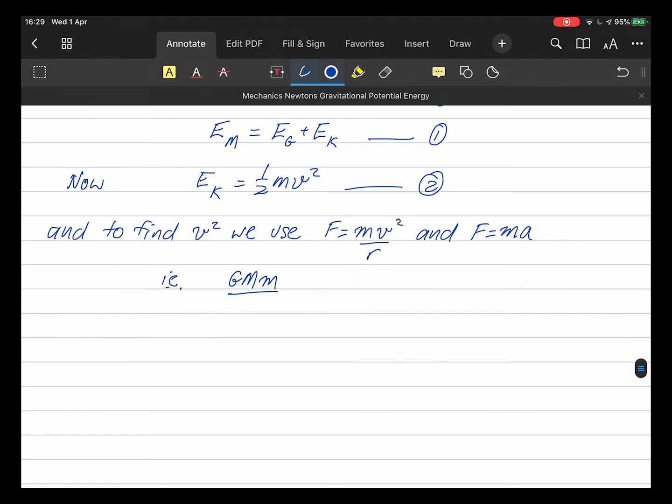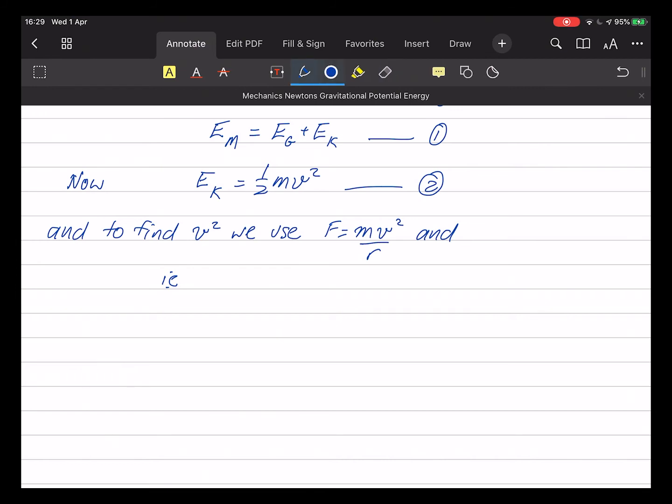Just trying to think if I'm going in the right direction. No, it's not what I want. Let me take a few steps back. I don't want Newton's second. I'm trying to find an expression for v squared. I need to equate that to Newton.